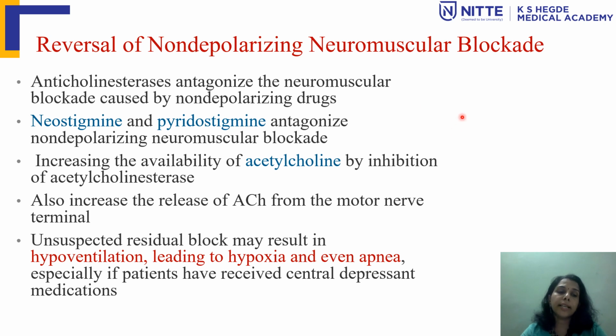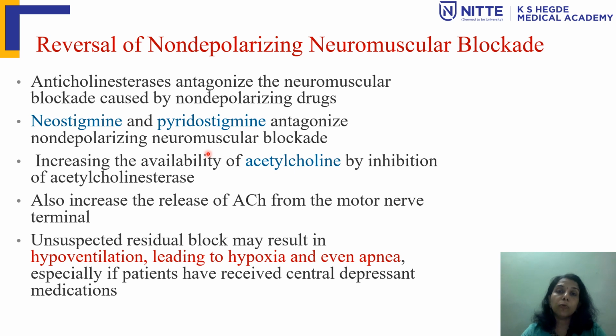So how do you reverse that? The muscle blockade, neuromuscular blockade, how do you reverse it? And note down, this reversal is possible only with the non-depolarizing neuromuscular blockade. Not with the depolarizing one, that is with succinylcholine, reversal is not possible, because there is persistent depolarization and desensitization of the receptors happening with succinylcholine. That's the reason it is not possible. So how do you reverse here? That is by giving anticholinesterases like neostigmine or pyridostigmine.